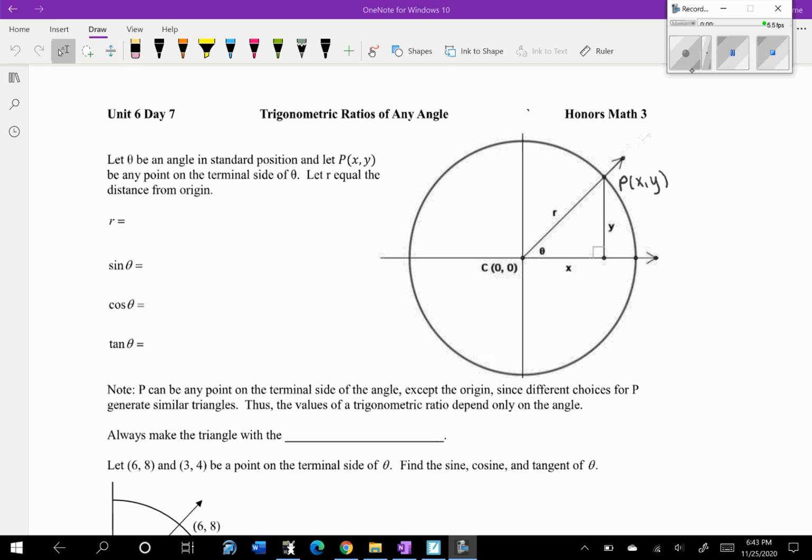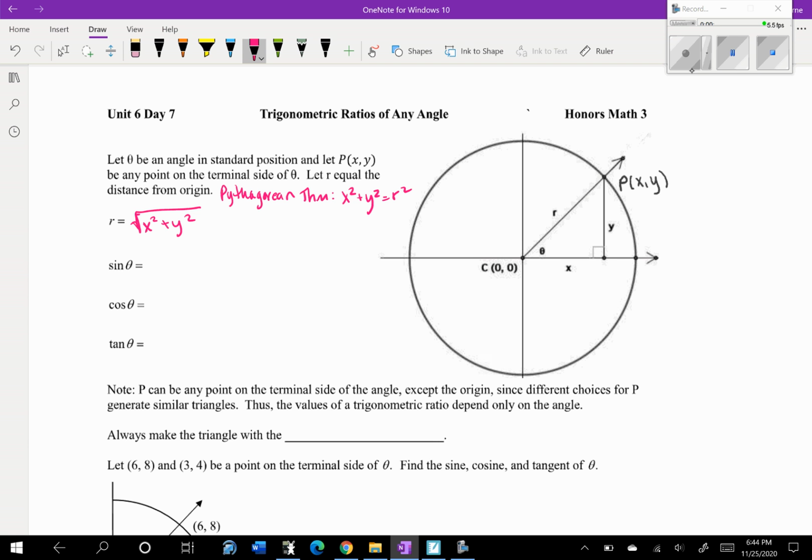So if we want to figure out what r is equal to, of course we can use our Pythagorean theorem, which states that x squared plus y squared equals the hypotenuse squared. The hypotenuse is across from the right angle, which is r. So to solve for r, it's the square root of x squared plus y squared, because to get rid of the power of 2, we take the square root. Normally we do plus or minus when we take away the power, but since we're talking about a distance, we don't use the negative.